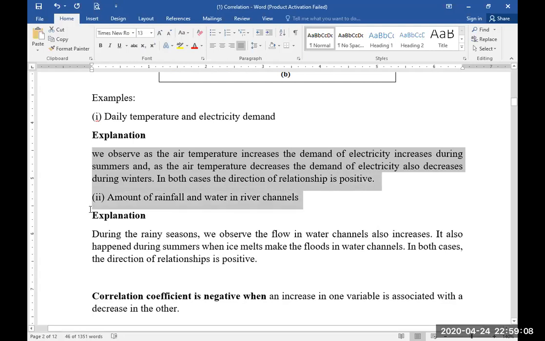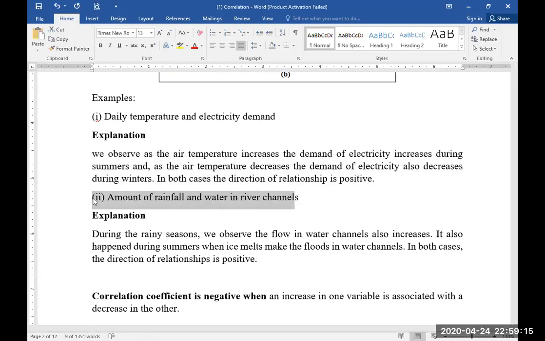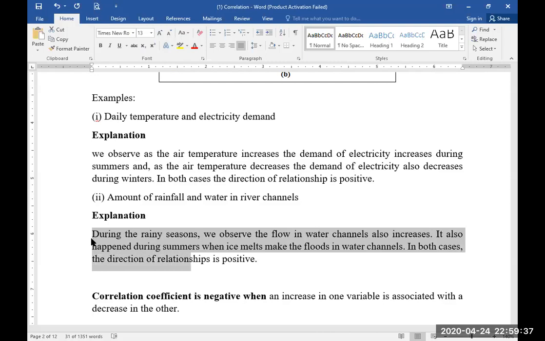Example number two, amount of rainfall and water in river channels. Explanation: during the rainy seasons, we observe the flow in water channels also increases. It also happens during summers when ice melts and makes floods in water channels. In both cases, the direction of relationship is positive.